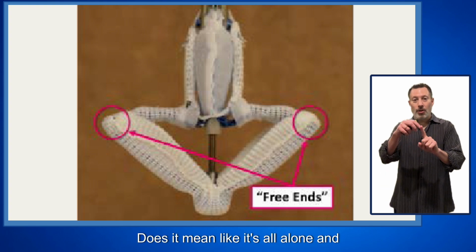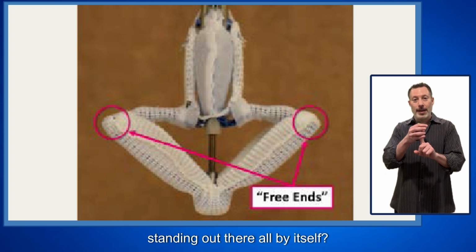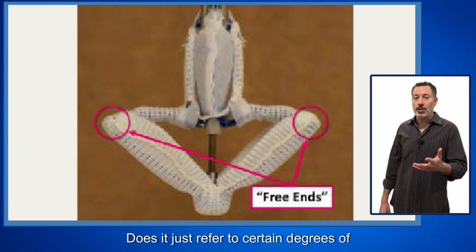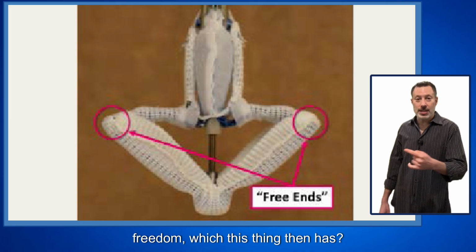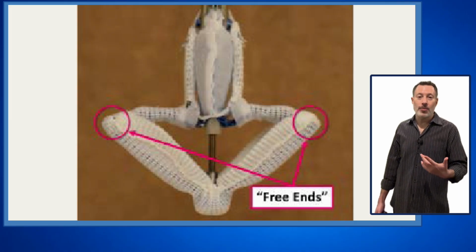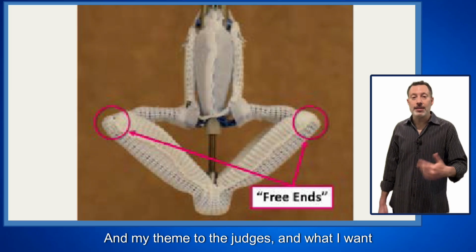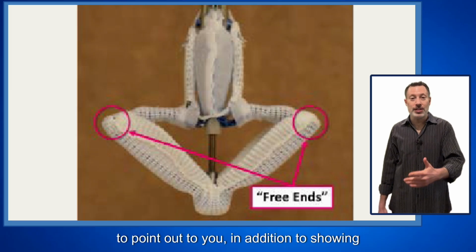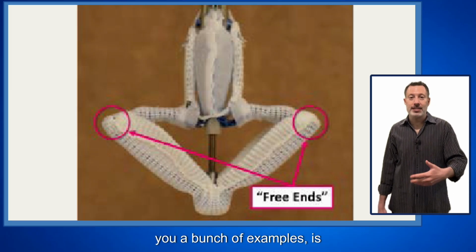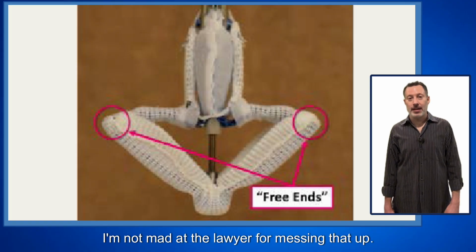Does it mean like it's all alone and standing out there all by itself? Does it just refer to certain degrees of freedom, which this thing then has? What is a free end? And my theme to the judges, and what I want to point out to you, in addition to showing you a bunch of examples, is I'm not mad at the lawyer for messing that up.